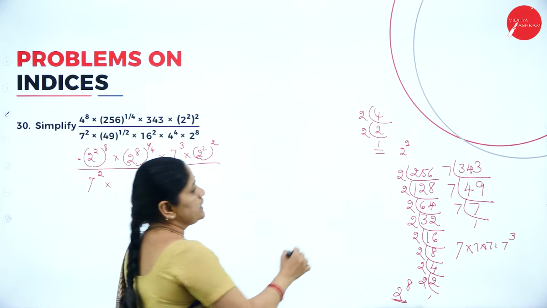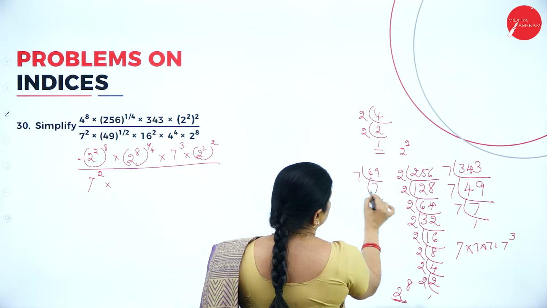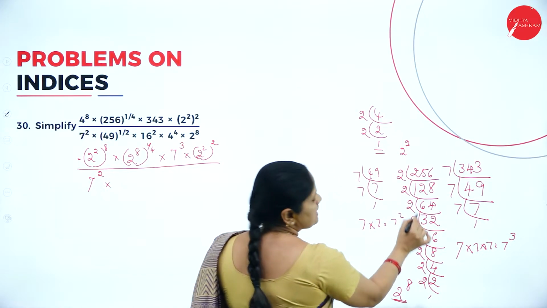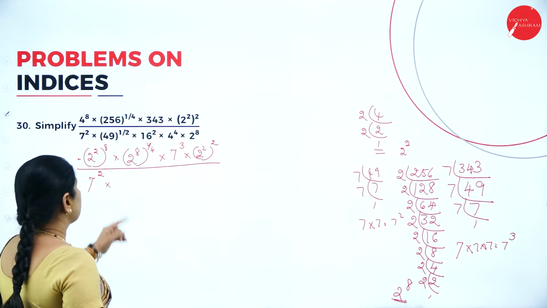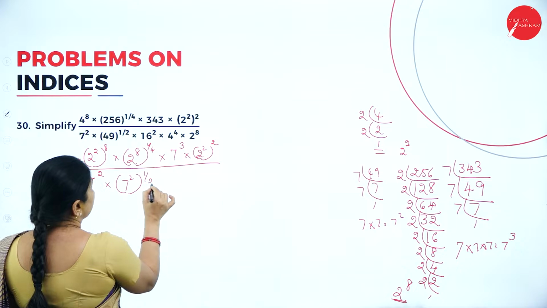49 can be written as the square of 7. 7 1s are 7. So 7 into 7, that is 7 to the power 2. So I will write it as 7 square to the power of 1 by 2.